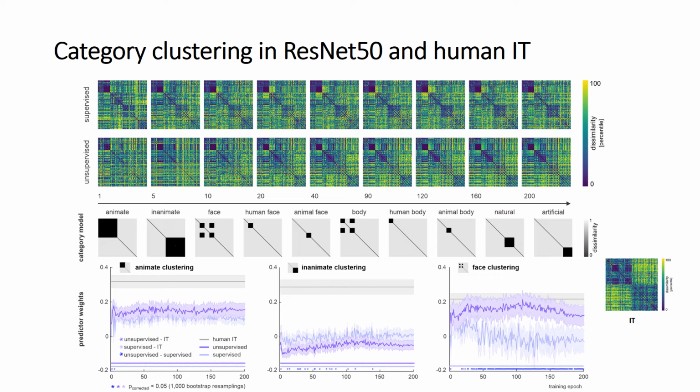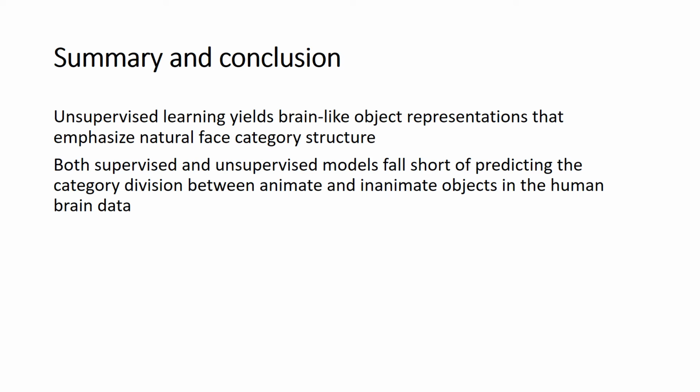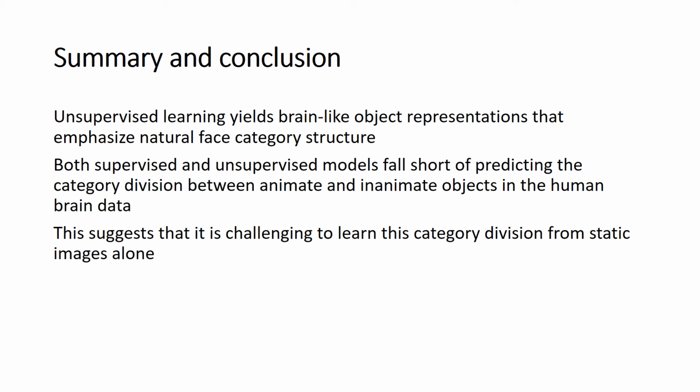Our results indicate that clustering of animate and inanimate objects is weaker in both networks than in human IT. However, for face clustering, the unsupervised network is not significantly different from human IT. To conclude, unsupervised learning yields brain-like object representations that emphasize natural face category structure. Both supervised and unsupervised models fall short of predicting the category division between animate and inanimate objects in the human brain data. These findings suggest that it's challenging to learn this category division from static images alone.